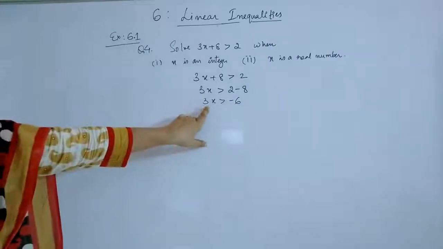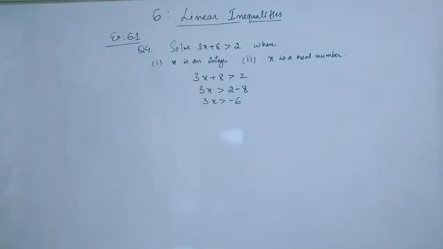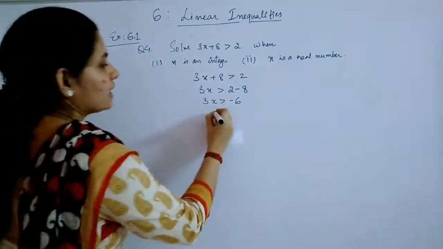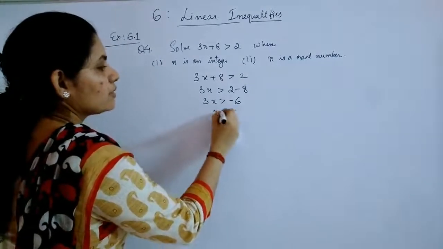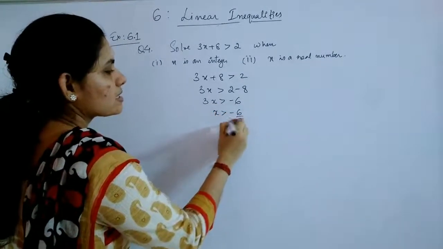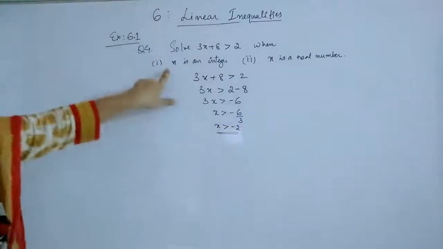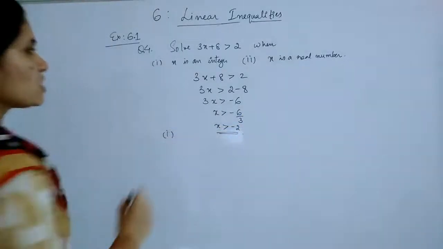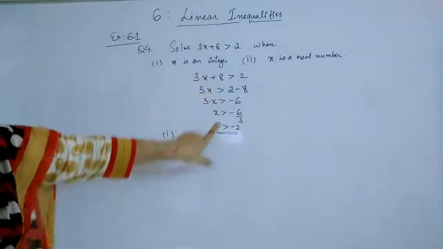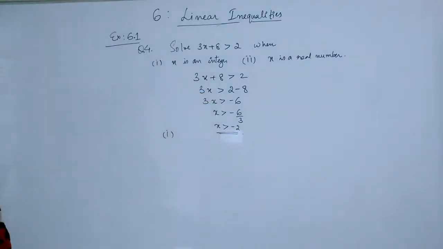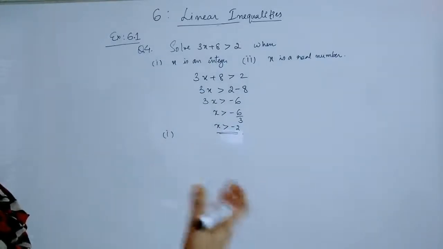Now this 3 should be removed from both the sides. So removing that or dividing throughout by 3, you will get x is greater than minus 6 by 3, which is x is greater than minus 2. So till this we reach. Now we will go for the subdivision 1. When x is an integer, x is greater than minus 2 means what? What is the next integer which is greater than minus 2? It is minus 1. Then minus 1, then 0, 1, 2, 3, etc.